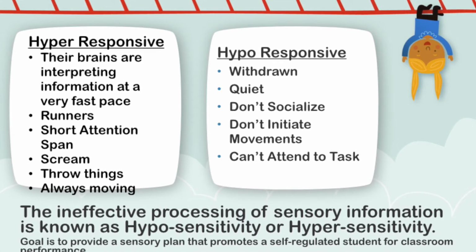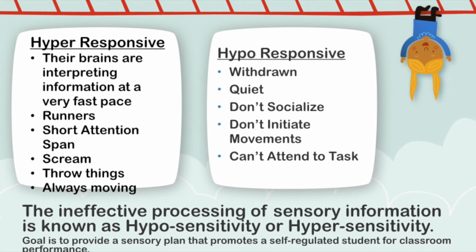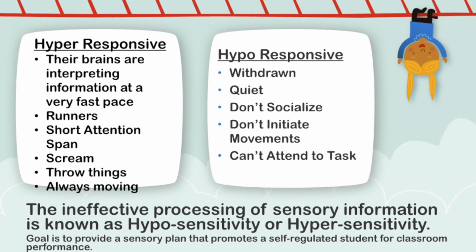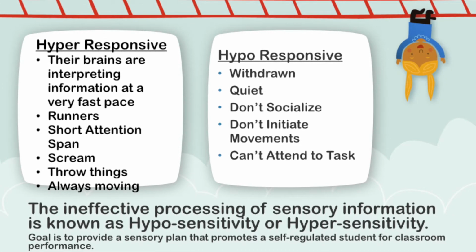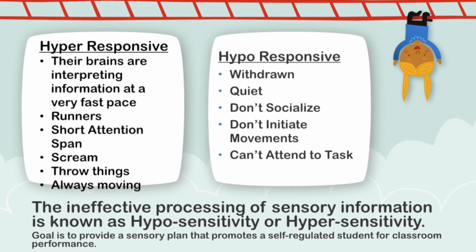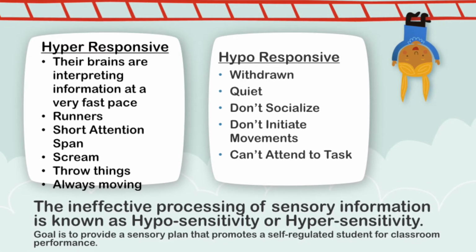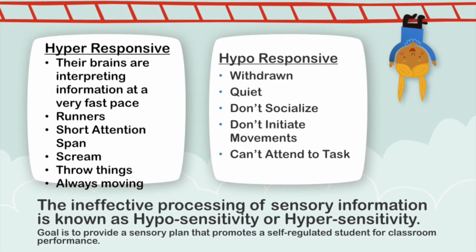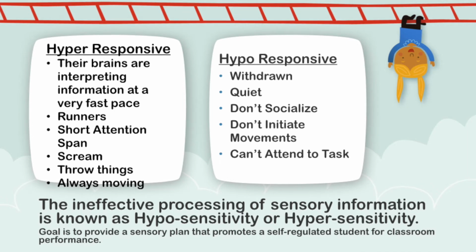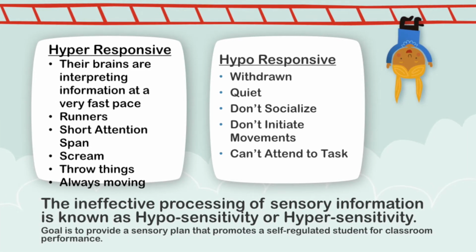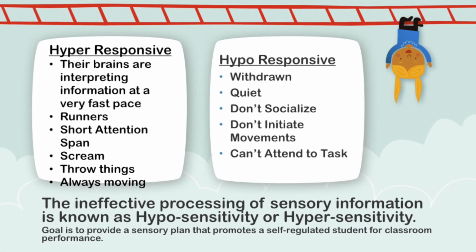Students that are hyper-responsive usually interpret information in their brains at a very fast pace. These students will normally run out of the classroom, have short attention spans, scream, throw things, or are always moving. A hypo-responsive student is normally withdrawn, quiet, doesn't socialize much, doesn't initiate movements a lot, and can't attend to tasks for a very long period of time.